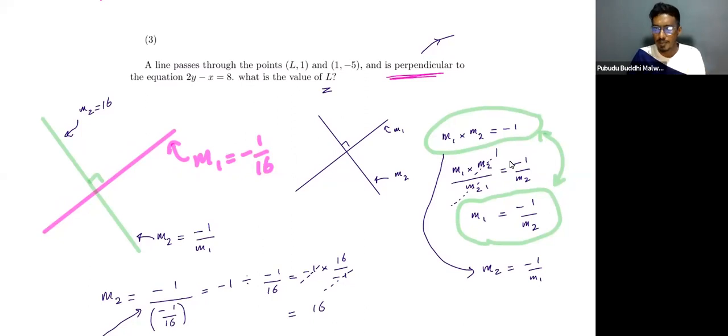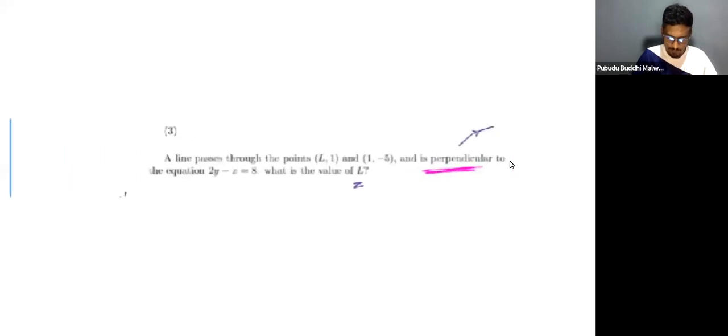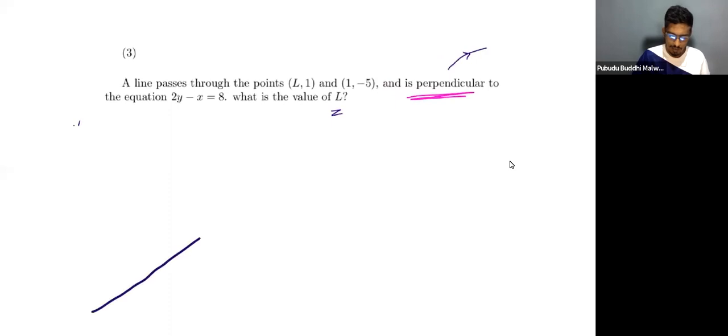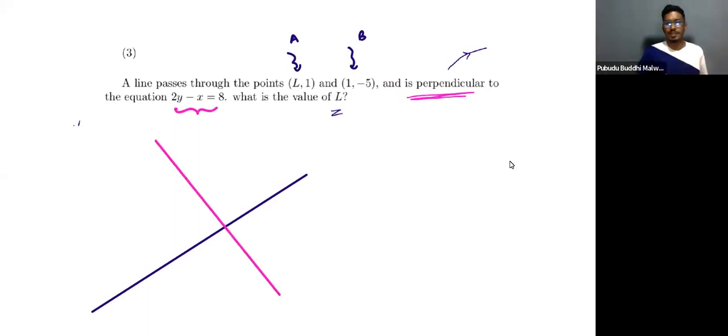So you can use the same idea, actually, right? To compute. So let's express this situation through a diagram. A line passes through these 2 points, point A and point B, that line, and it's perpendicular to the equation. That's another line, right? Let me draw that line, this one. Don't think about that one as an equation. So an equation, that's a line, right?